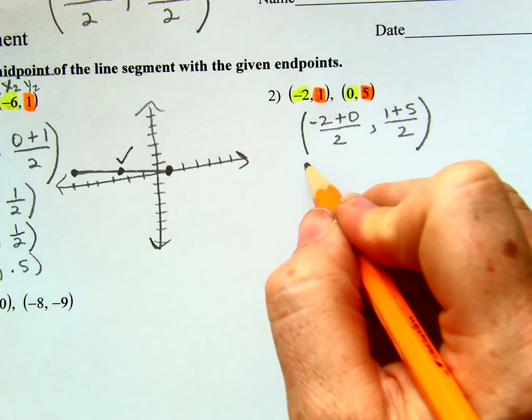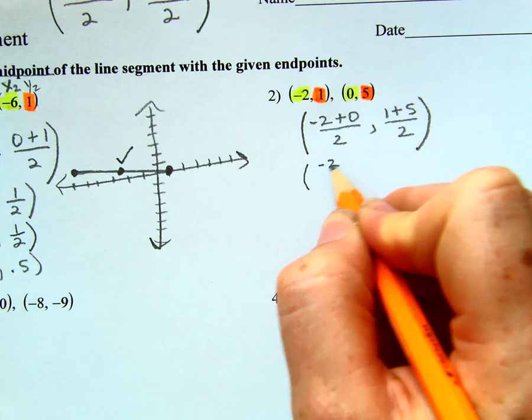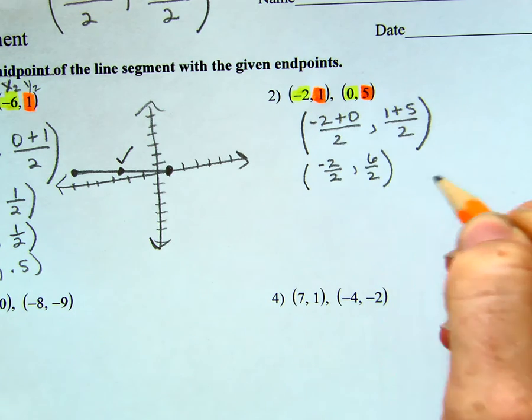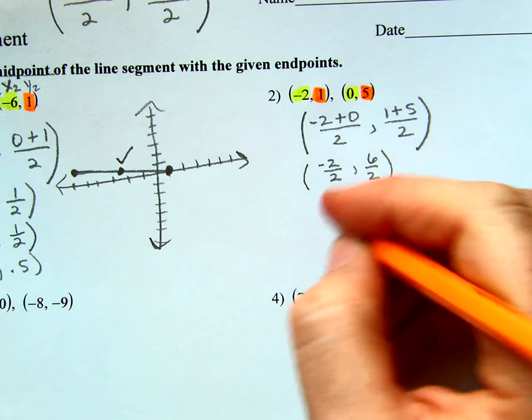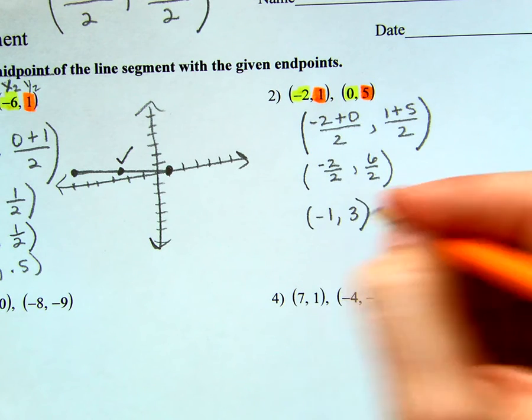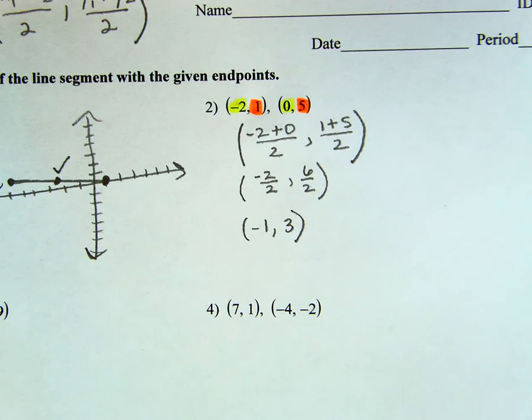And then I add before I divide, so negative 2 plus 0 is negative 2. 1 plus 5 is 6. And then divide. Negative 2 divided by 2 is negative 1. 6 divided by 2 is 3. Okay? And I'm going to do one more graph check with you.